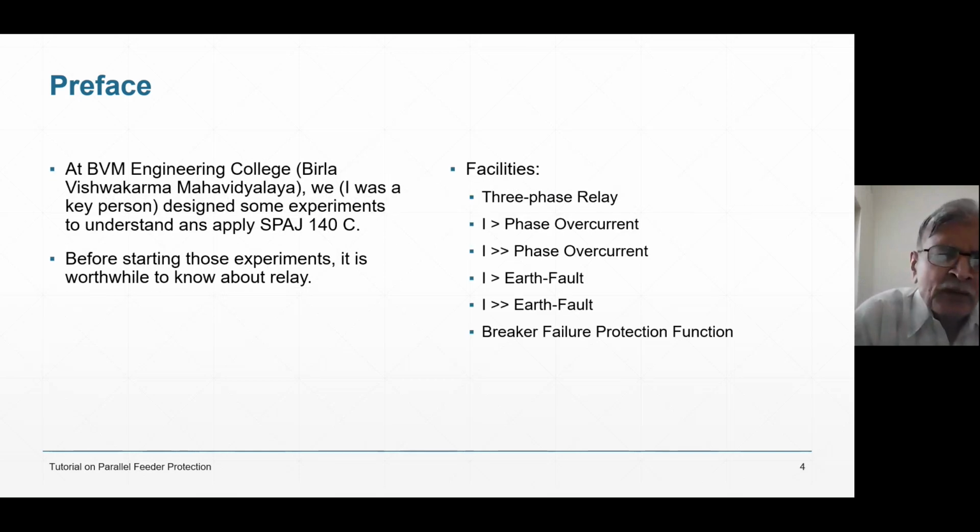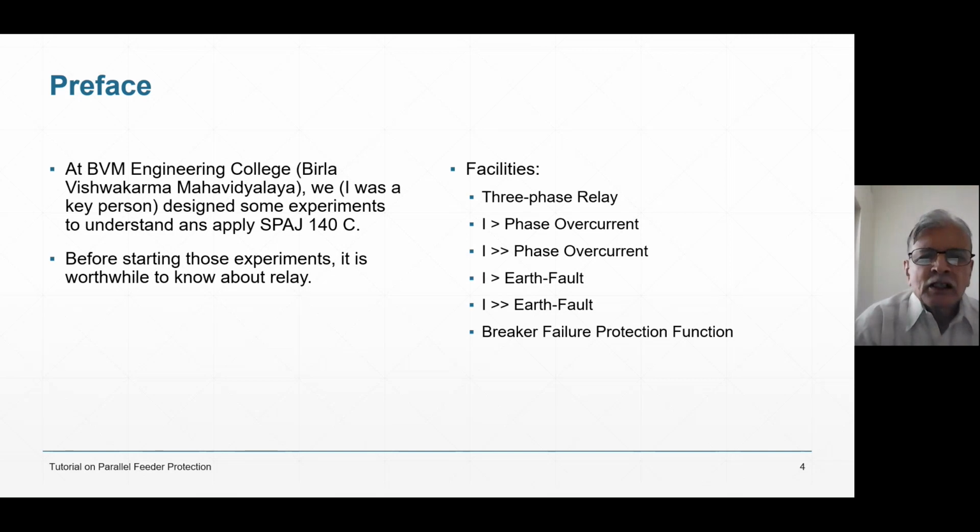Yes, going further, at BVM Engineering College, Gujarat, India, we have designed a big laboratory, and we have designed an experimental SPAJ 140C, which used to consume about 8 hours of the students. So we had a 2-hour slot for experiment, so we had to take 4 hours for SPAJ.